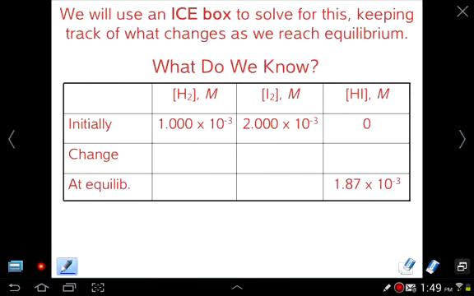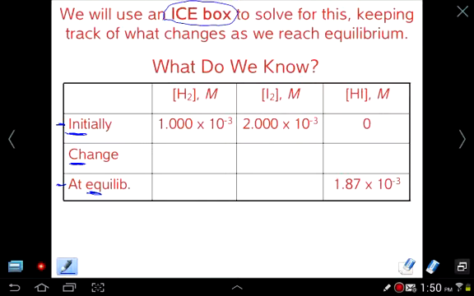Now, in order to help us solve these types of problems, anytime we have both starting and equilibrium concentrations, so initial and equilibrium concentrations, we're going to use what's called the Icebox. This is a very common method developed some time ago that most instructors use. So what this means is that we're going to keep track of the initial concentrations, the change in concentration as we go to equilibrium, and then finally the equilibrium concentration. So this is our Icebox.